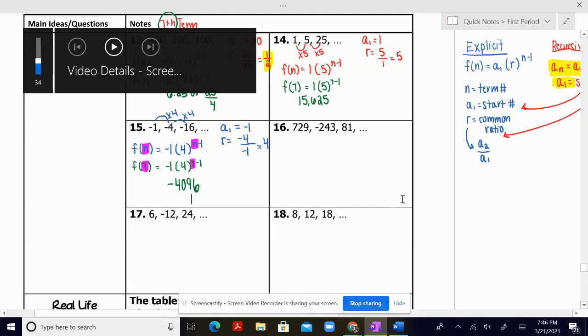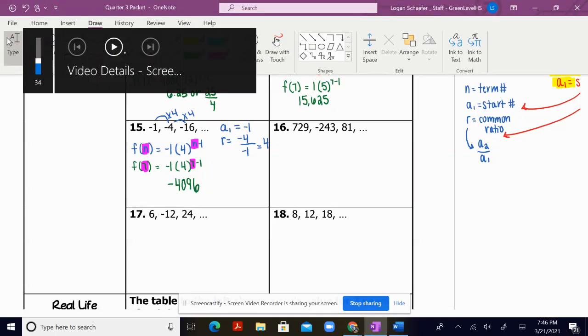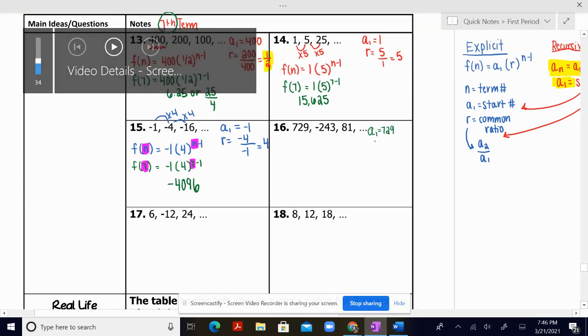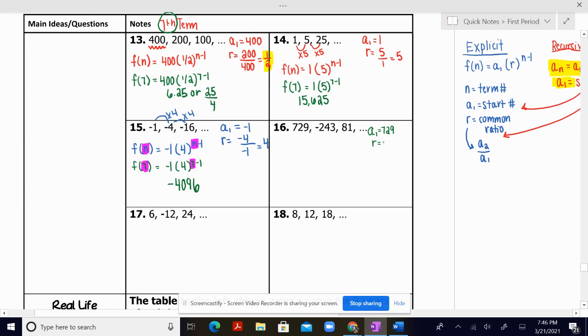Right, so now we're going to go over the answers really quickly for the ones that you were supposed to do on your own. A sub 1 is equal to 729. R is equal to the negative 243 divided by 729. I do not expect you to know what that is. I don't even know what it is. Negative 243 divided by 729 gives us negative 0.3 repeating, so that's negative 1/3.